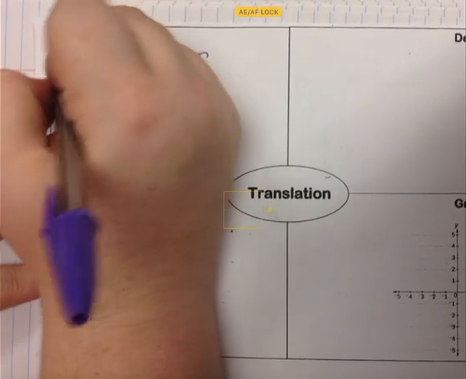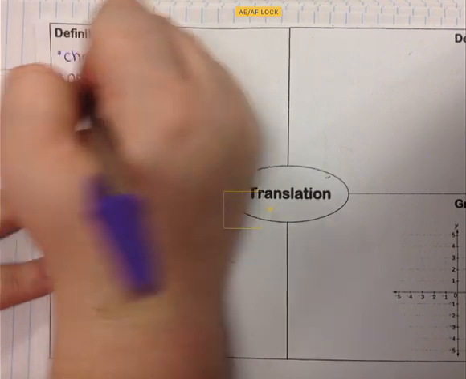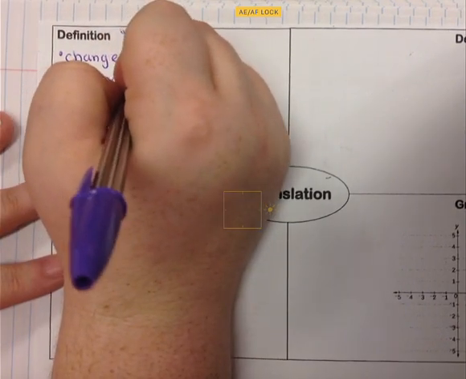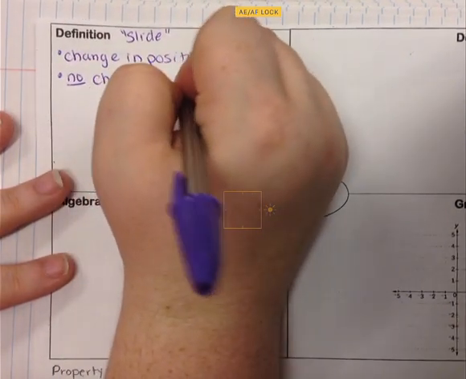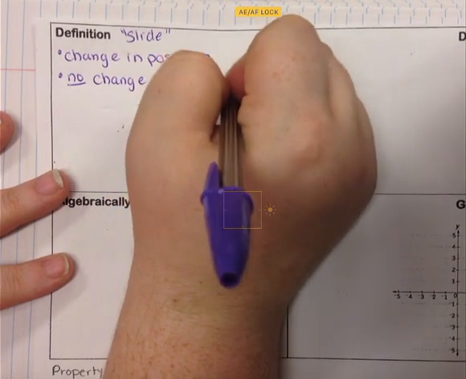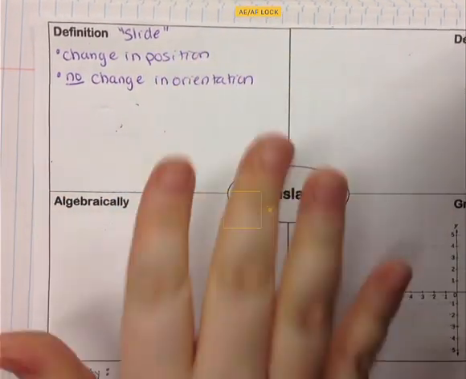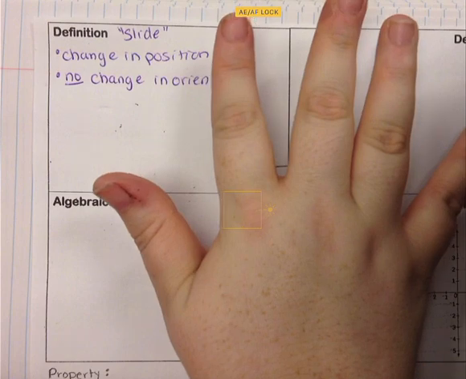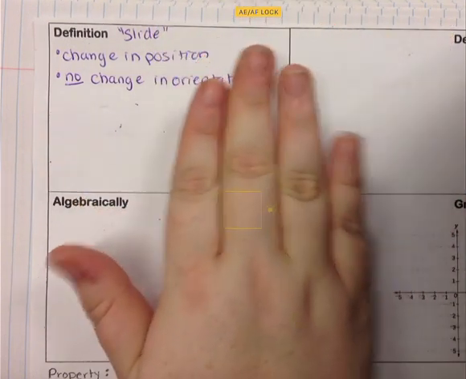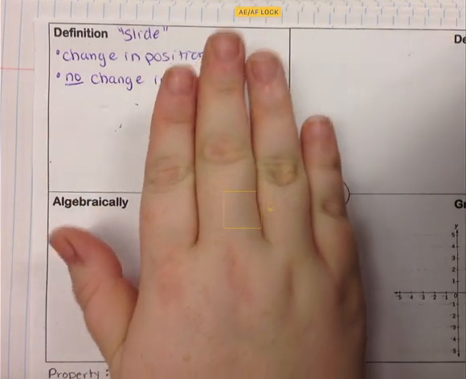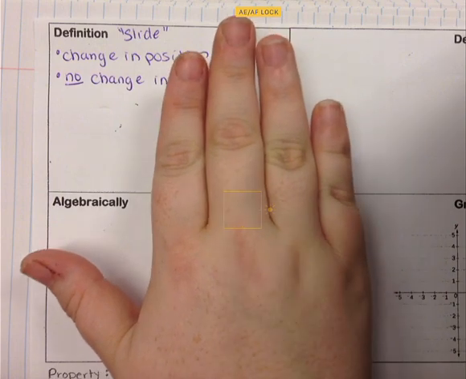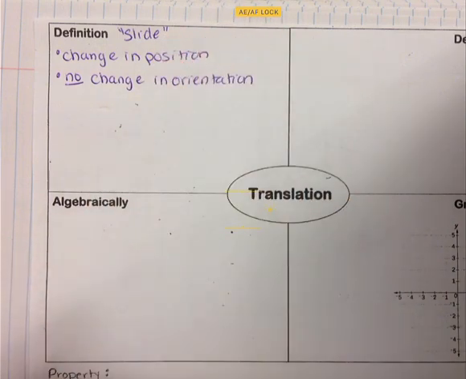For translations, there is no change in orientation, because as you slide it, everything's still pointing in the same direction. So if I use my hand as an example, my fingers are still pointing up and my thumb is still pointing to the left. So no change in orientation.